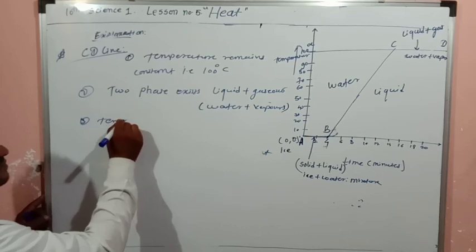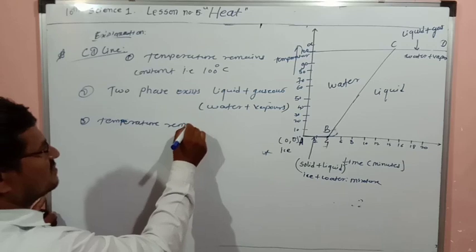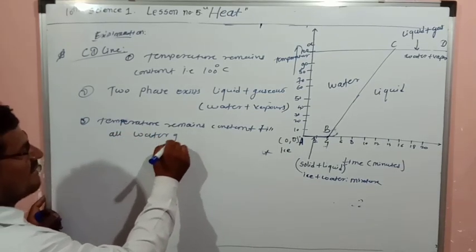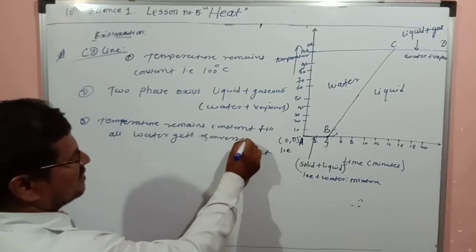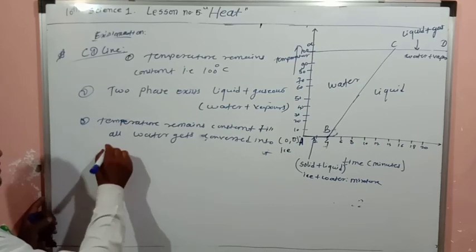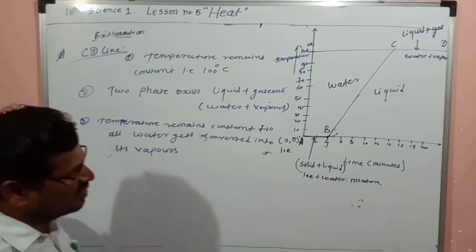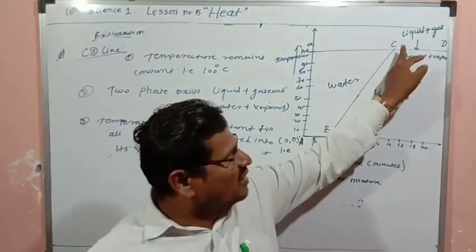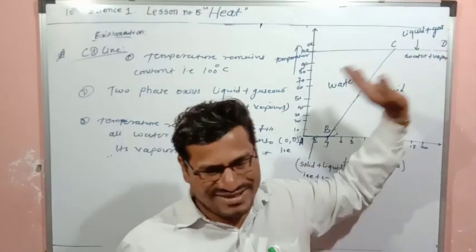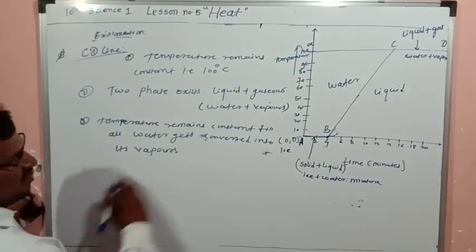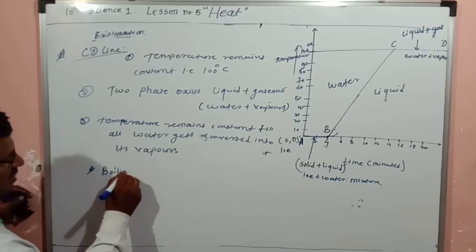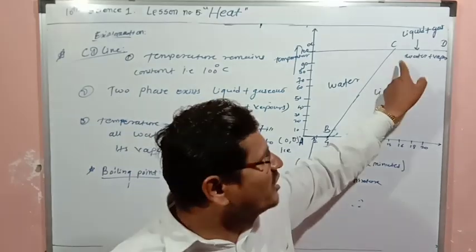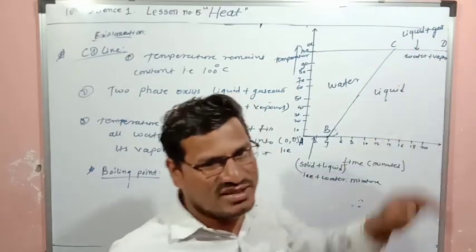till all the water gets converted into its vapors. But at constant temperature heat is absorbed. The temperature remains constant, so at that temperature liquid is getting converted into its vapor, that is gaseous state. So here is the definition of boiling point: the constant temperature at which liquid gets converted into its vapors, into gaseous state, is called the boiling point.